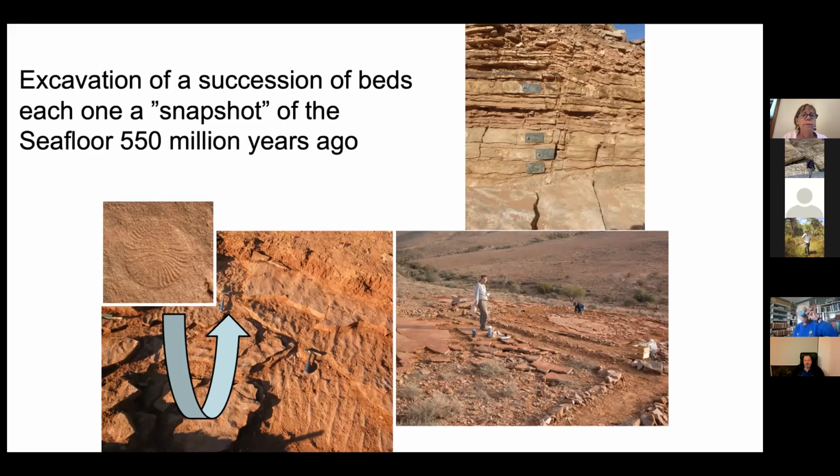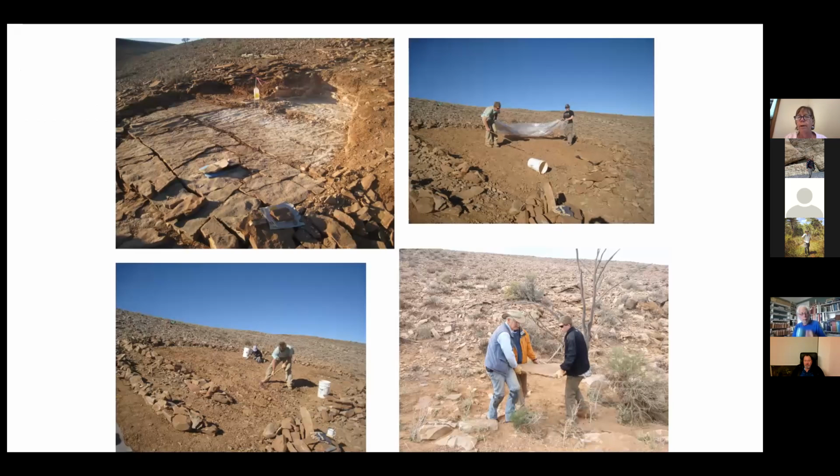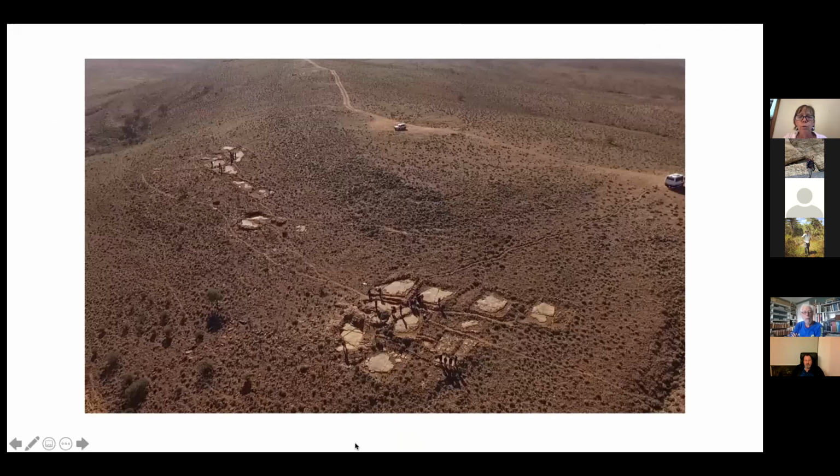This is a very laborious process. We don't use hammers and break up the rocks. We map them, move them, flip them over, and piece back the puzzles. This is just a drone shot of a couple of our pits. We've now excavated about 40 beds. You can see people standing near some of the beds for scale.